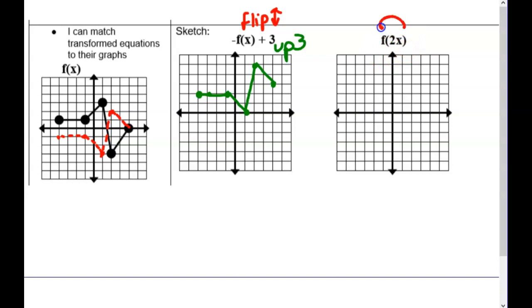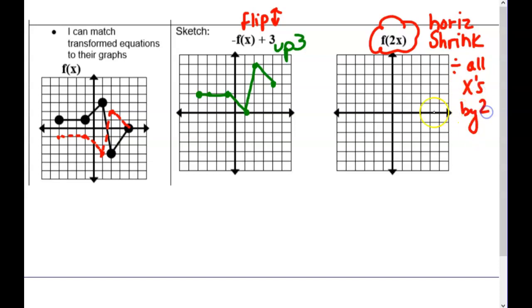All right, what's this one do? Because this could be on the quiz. A 2 in there is a horizontal what? Shrink. It divides or takes half of all the x's. So this one was at -4, 1. Half of that x is -2, 1. This was at -1, 1. Half of that x is -1/2, 1.